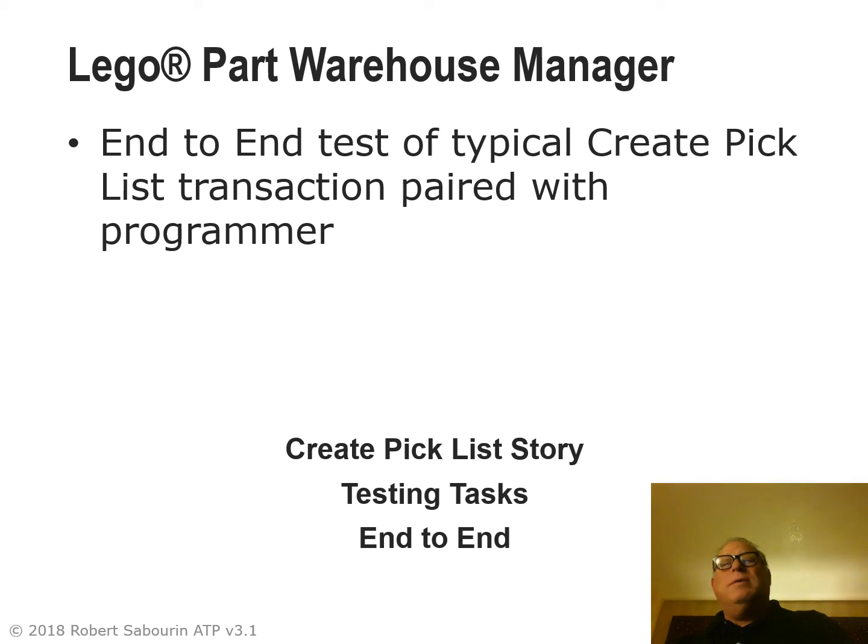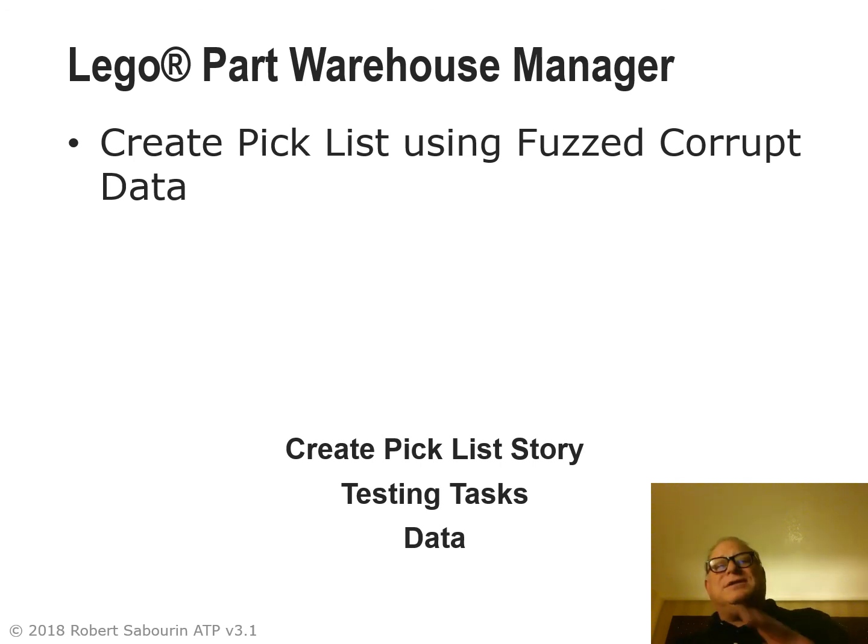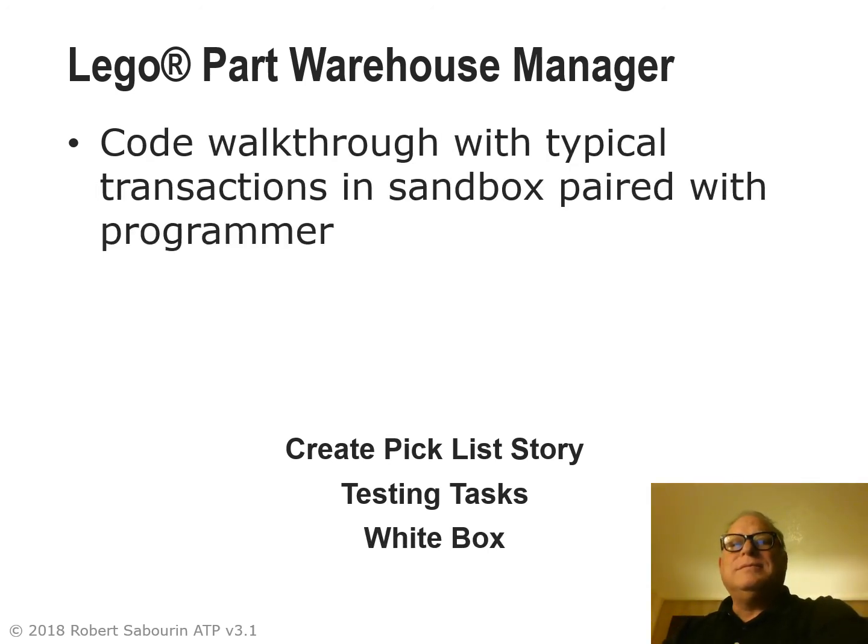End-to-end tests. We might take a typical pick transaction and trace it with the programmer end-to-end. Create a pick list using fuzz to corrupt data. So imagine the system's database has randomly been corrupted. How would the system behave then? And then there's white box techniques. This is looking at the code. We'll pair with the programmer and do some transactional testing in the sandbox before the code is checked in. So this is a series of tasks identified related to testing for the implementation of the story of the Lego Parts Warehouse Manager.